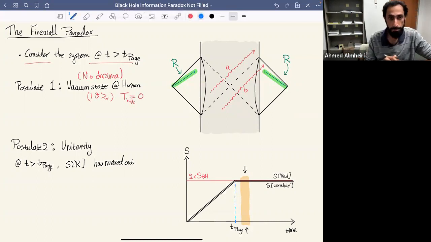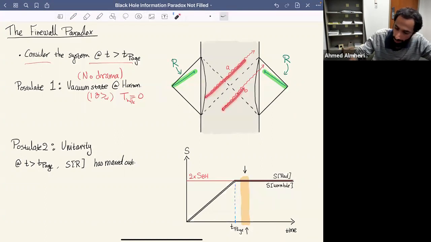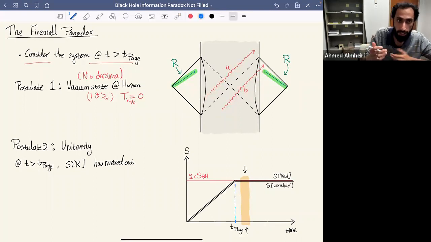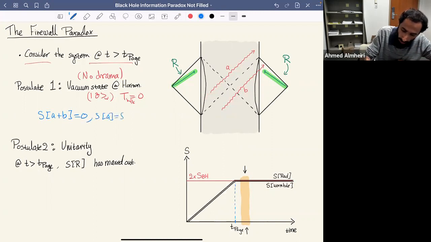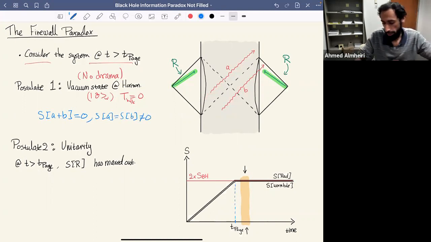In terms of the properties of the quantum state, it tells you that these entangled Hawking particles A and B are in a maximally entangled pure state. So S(A plus B) is equal to 0, and S(A) is equal to S(B), which is not equal to 0. It's equal to the log of the dimension of either A or B. Okay, so A and B are maximally entangled.